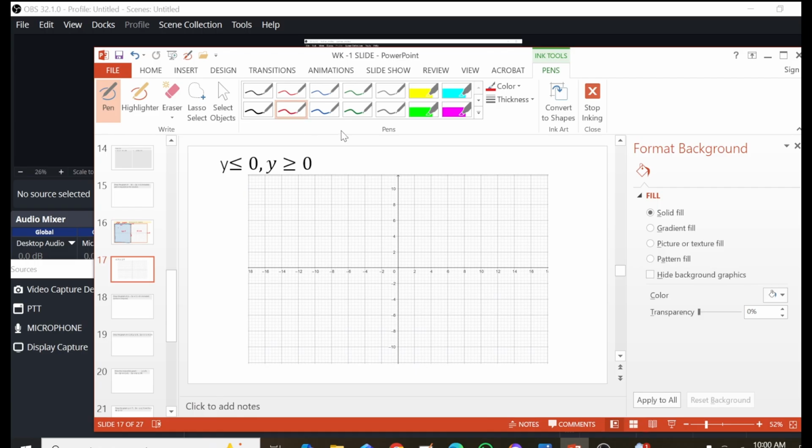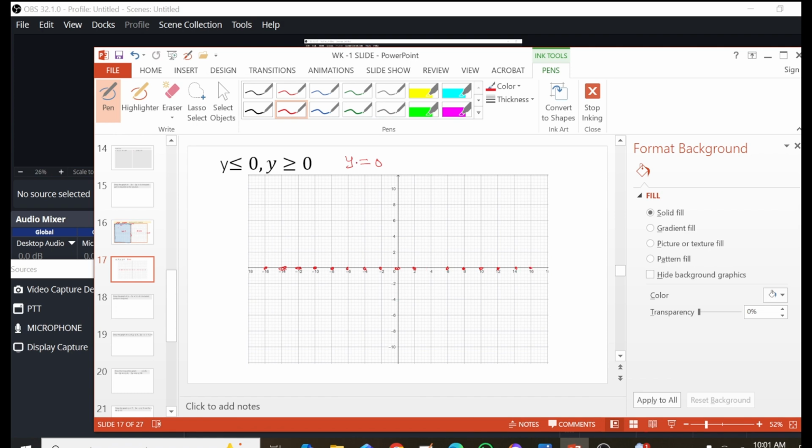Y is equal to 0. Then you have to first of all draw where your y is equal to 0. Y is equal to 0 along the x-axis. Look at it. Every point along this x-axis, y is equal to 0. Any point along this x-axis, y is equal to 0. 0 is common on this point.